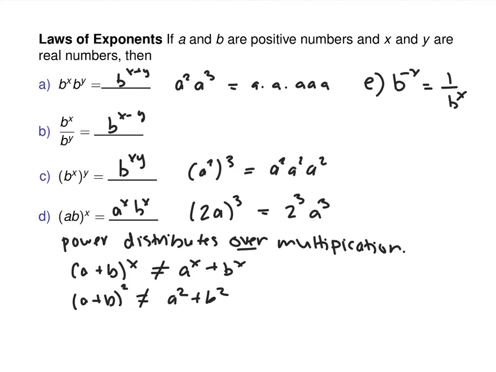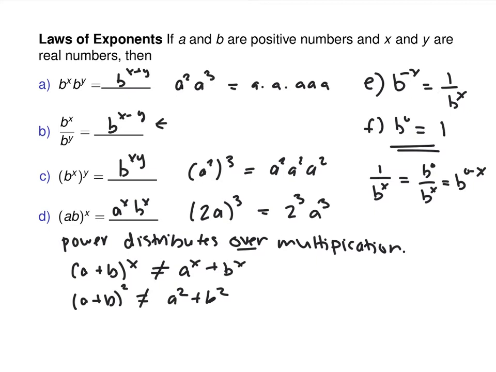Okay. Oh, and one more, add an f. What is stuff to the 0 power? 1. This rule and the subtraction rule are the reason that e is true. If I take 1 over b to the x, that's b to the 0 over b to the x, and 0 minus x is negative x, right? Okay, so there you go, summary rules.